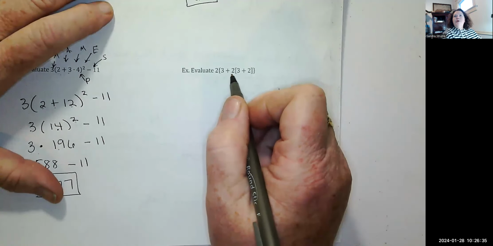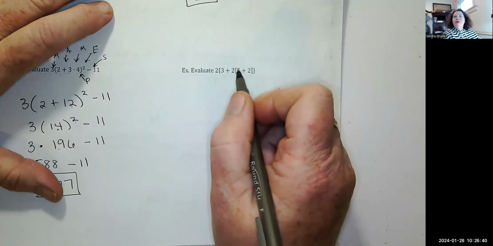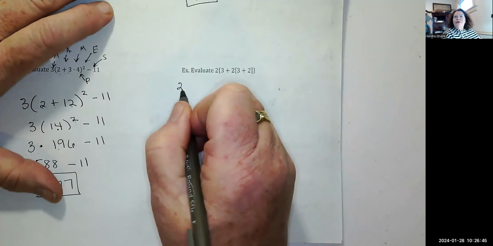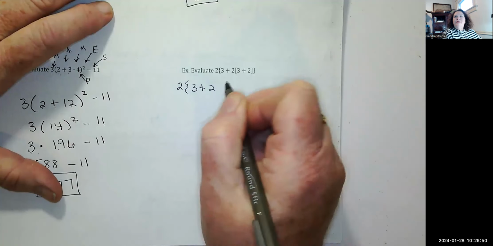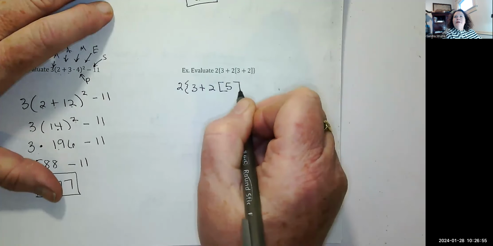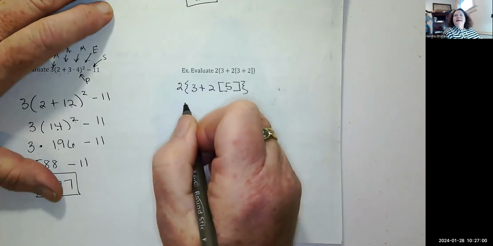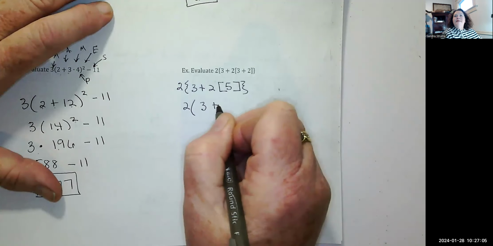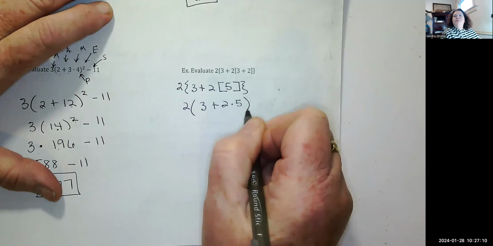All right. When you have nested brackets or parentheses, you start with the innermost parentheses, the inner 3 plus 2. So we've got 2 curly bracket, 3 plus 2 bracket. All right, now 3 plus 2 is 5. We have to do the inner bracket and close that out. So this is the same thing as 2, 3 plus, and this could be 2 times 5 is the way we can think about this at this point.